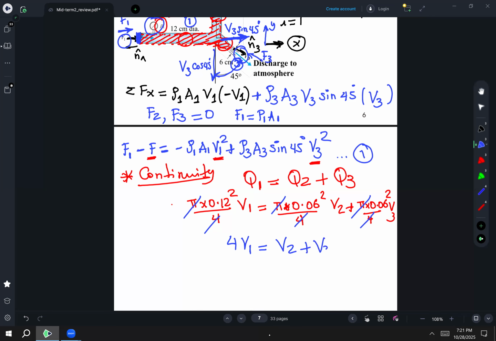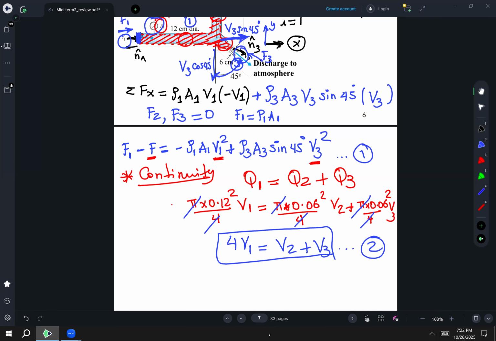So here we can say this is going to be 4 velocity 1 is equal to velocity 2 plus velocity 3. I am doing this because 0.12 is twice 0.06, so squared it will be 4. And I can factor the 0.06 everywhere. Okay, so I have 4 times velocity 1 is equal to velocity 2 plus velocity 3. So that will be my equation 2.